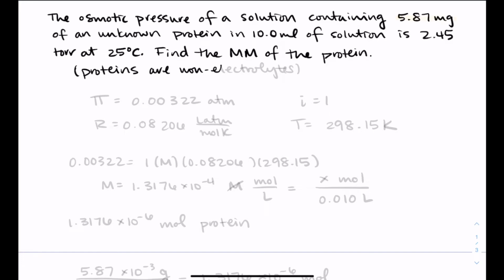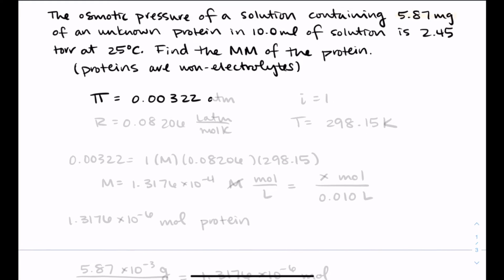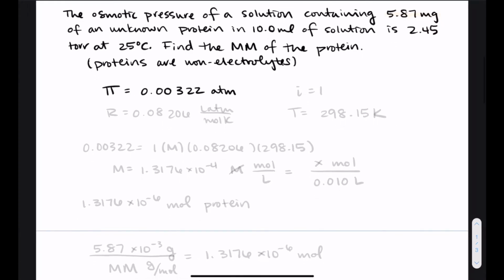So the problem we're going to do, we have an osmotic pressure. This solution contains 5.87 milligrams of an unknown protein. It's 10 mL of solution, and we have an osmotic pressure of 2.45 torr at 25 degrees. Find the molar mass of the protein. You would need to know that a protein is a non-electrolyte, so great, we're just going to use 1 for our i factor. Even better, we don't have to worry about it.